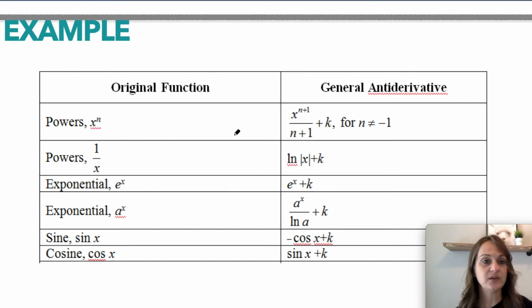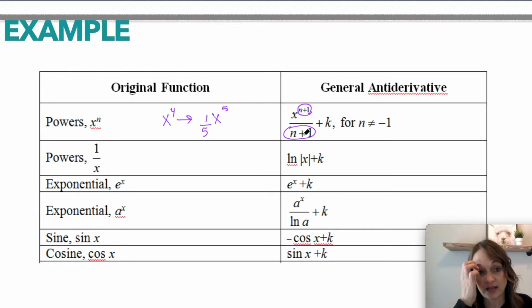So the original functions we will work with on a daily basis: if it's a power, then what you're going to do is add 1 to it, and then divide by that. So for example, if I had x to the 4th, well, the derivative is going to be x to the 5th. Why? Because when you take the derivative, you subtract 1. So to work backwards for an antiderivative, you're going to add 1, and then you're going to divide by that power. That is why whatever the exponent is, you're going to divide by that exponent.